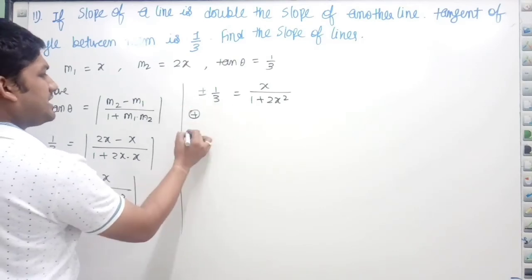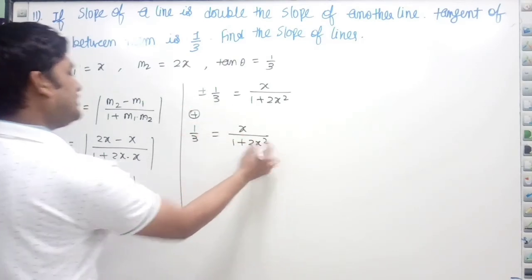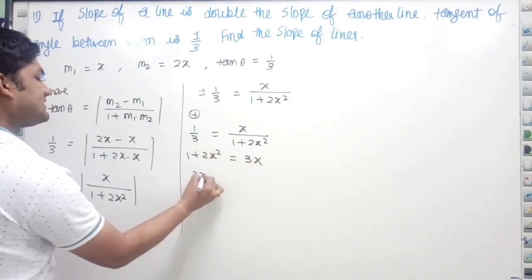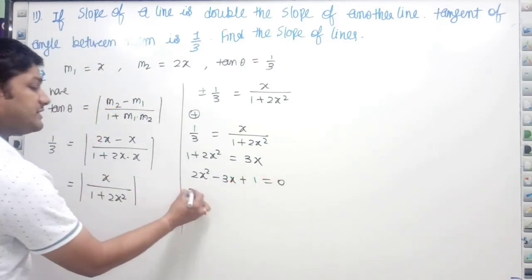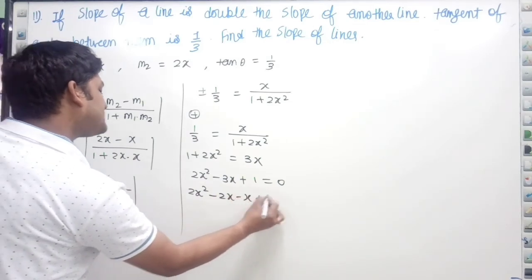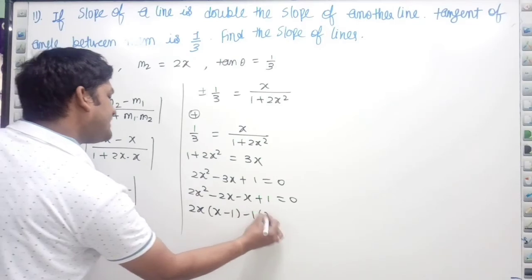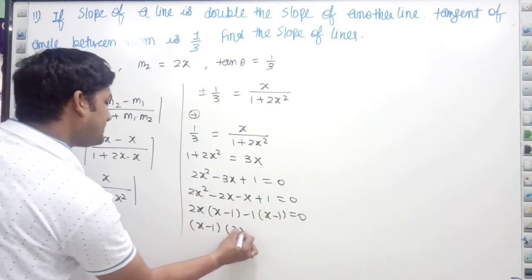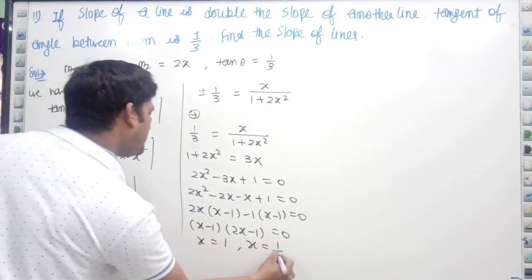So cross multiplying, 1 by 3 equal to x upon 1 plus 2x square. So 1 plus 2x square equal to 3x. So 2x square minus 3x plus 1 equal to 0. I will split the middle term. 2x square minus 2x minus x plus 1 equal to 0. So 2x into x minus 1 minus 1 into x minus 1 equal to 0. So x minus 1 into 2x minus 1 equal to 0. So what is x? x is 1 and x is 1 by 2.